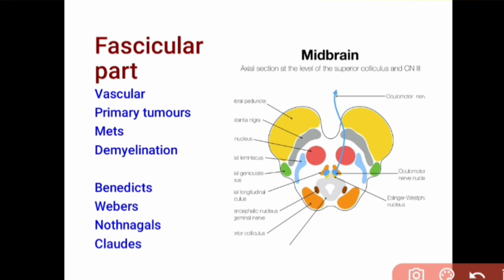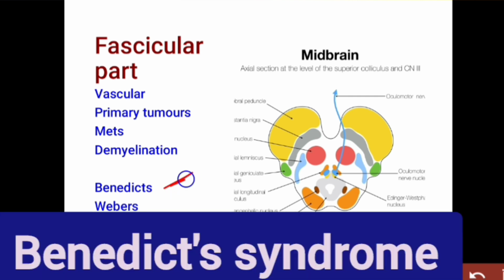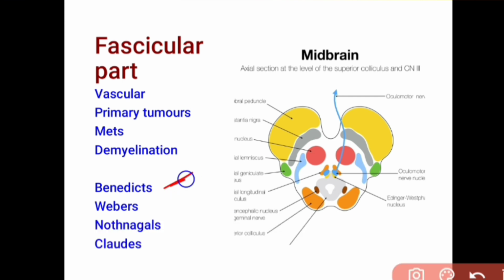So when the third cranial nerve is affected here, as you can see, it is in close approximation with the red nucleus as well as the cerebral peduncles. So if there is involvement of the third cranial nerve along with the red nucleus affection, it will lead to what is called Benedict syndrome, where the patient will have ipsilateral third cranial nerve palsy with contralateral tremors.